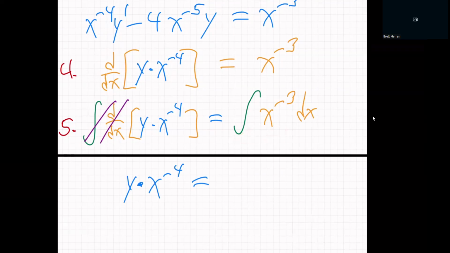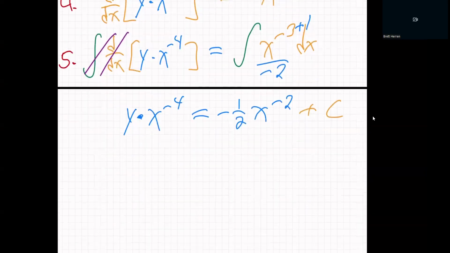How do you do the integral? You know that. Add 1 to the power. That'll be minus 2 and then divide by that. So this will be minus a half x to the minus 2. And then don't forget, plus a constant whenever you do the integral of both sides. All right, we're almost there.